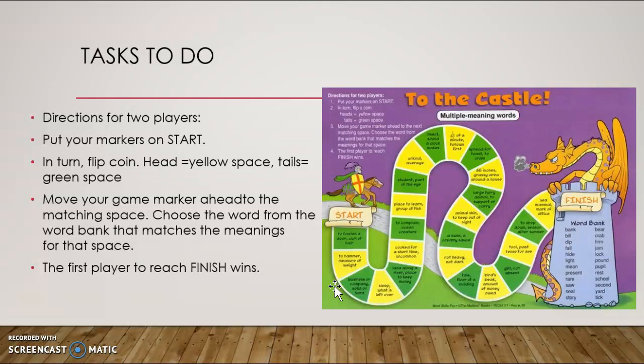This is a game for practicing multiple meaning words, another way for the pupils to get confident with homophones. The teacher needs to print out enough game boards for the class and remember enough coins. Instead of using a coin, you can use a dice for this. Then you go to the yellow field if you throw 1, 3, or 5, and the green field if you throw 2, 4, or 6. A nice activity when the pupils are confident with homophones.